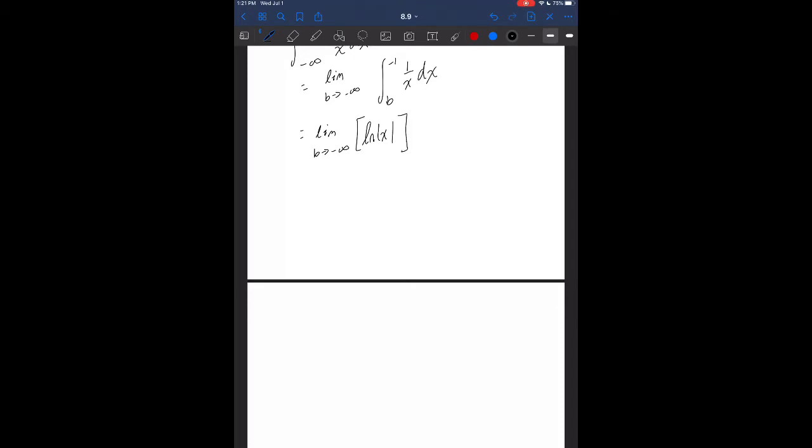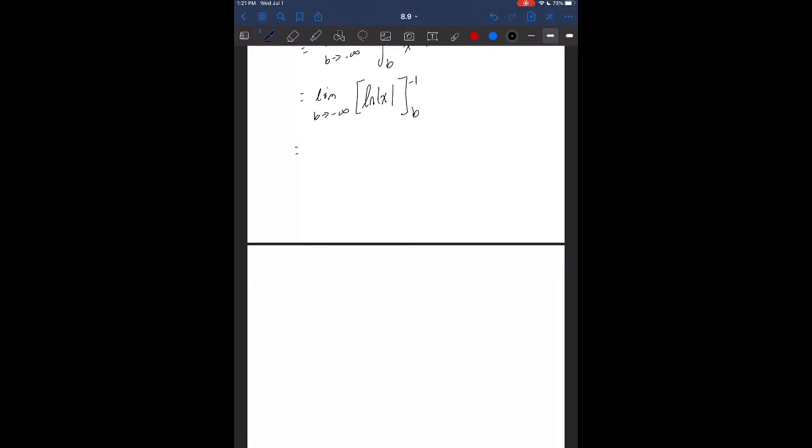And we are going to evaluate this from b up to negative 1. Plugging in our values, we still have this limit as b goes to negative infinity of natural log of 1. We took the absolute value of negative 1, which we know is going to be 0, and then minus natural log of the absolute value of b. So this is the limit as b goes to negative infinity of negative natural log of absolute value of b.